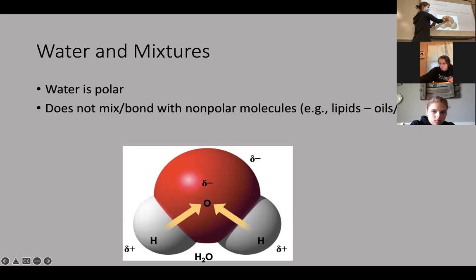So the oxygen, this big red ball here, is pulling what closer into it to make it more negative? What particles is it pulling closer to it?